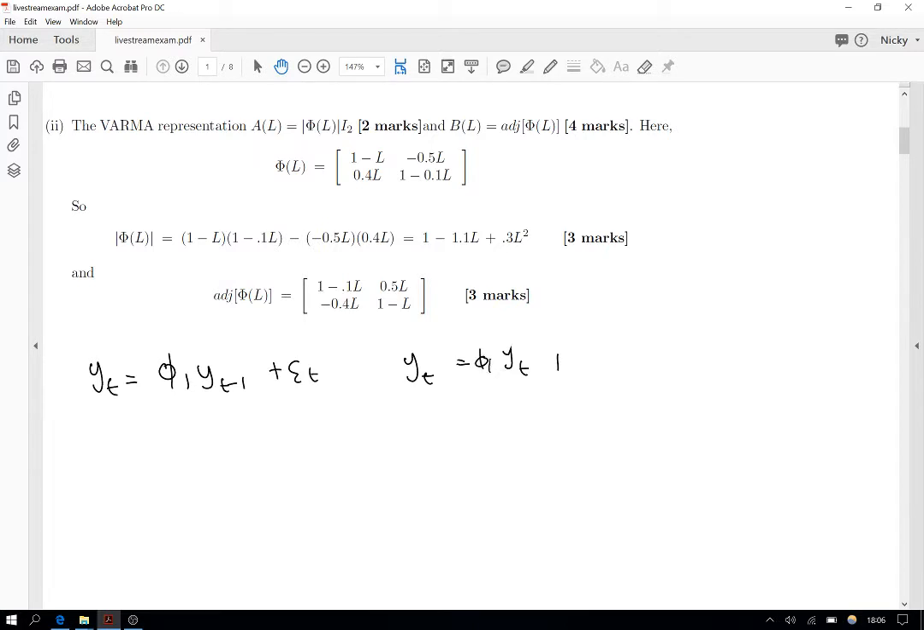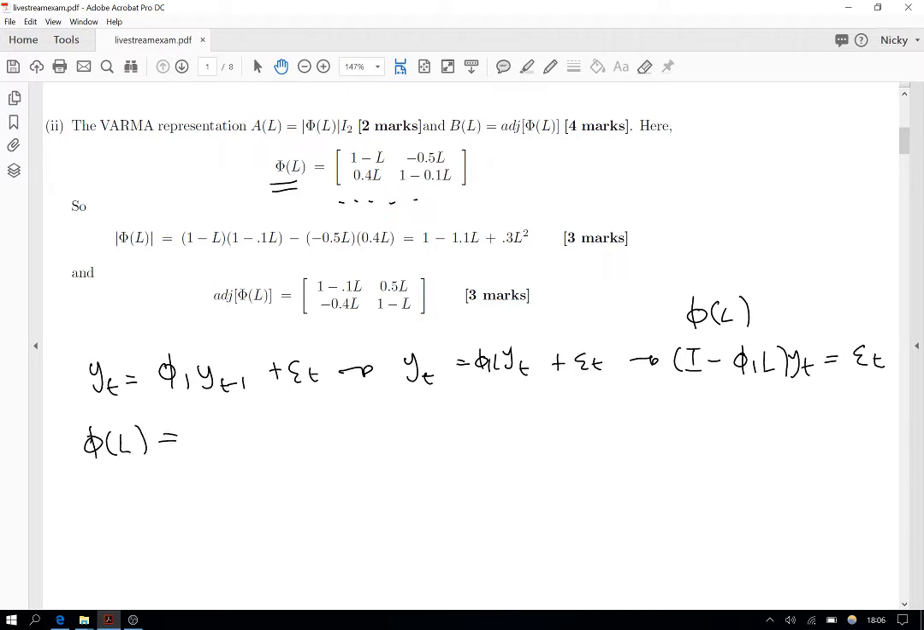Equals phi1 L plus epsilon t. So again, we can then put it into its lag operator form, and rewrite it equivalently. Y_t equals epsilon_t. Then we multiply both sides by the inverse of this matrix. So call this phi(L). This is what this matrix is here. This works this matrix out for this particular question. So we have phi(L) y_t equals epsilon_t.